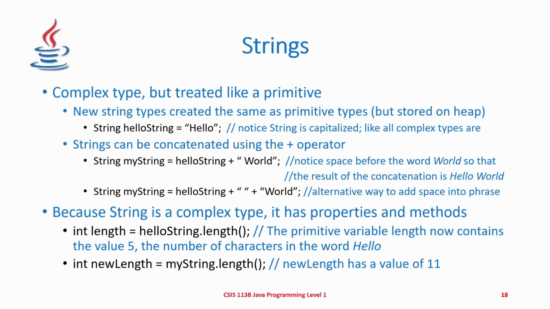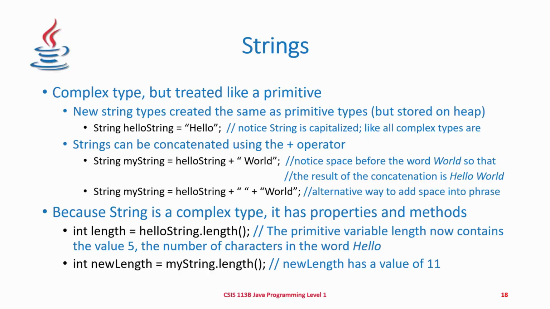Now we can concatenate strings using the concatenate operator, which is the plus symbol. When we're using strings, the plus symbol is the concatenate operator. So again, we're creating a new String type. The name of this variable is myString, also camel-cased. And we're assigning to it the contents of our first string, helloString, and then concatenating to that space world. So myString now contains hello space world.